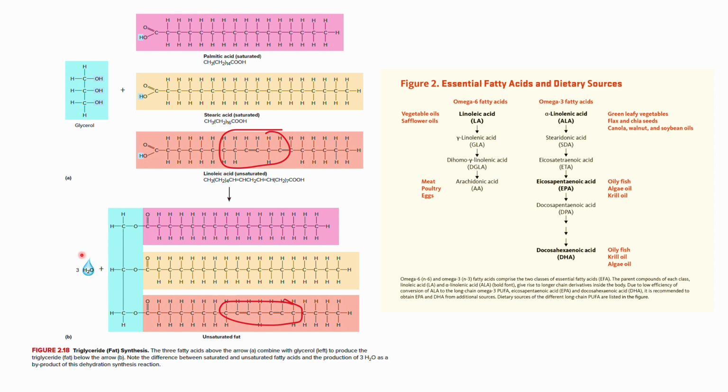And here what do we see as a byproduct? Water. So what reaction is that? This is a dehydration synthesis reaction. When it comes to our fatty acids, we can get them from our diet, but some of them are essential, which means our body cannot make them themselves. We need to get them in our diet. Those are our omega-6 and our omega-3 fatty acids.